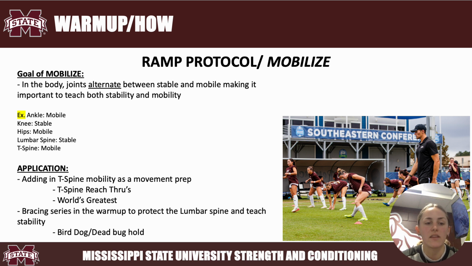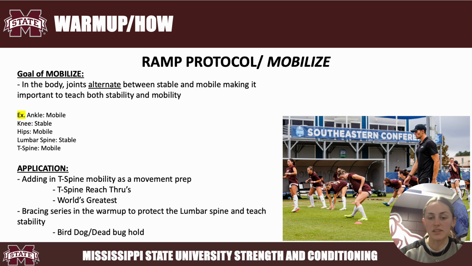So again, just hitting on this piece a little bit more. We talked about how the joints alternate between mobile and stable. So an example of this, starting from the bottom and working up: ankle needs to be mobile, your knee needs to provide stability. Hips, mobile; your lumbar spine, we need to be stable. T-spine, we want mobile, and then working up the arm, you want your wrist mobile, whereas you want your elbow stable. Shoulder, mobile, and then the top of your spine, you want stable.